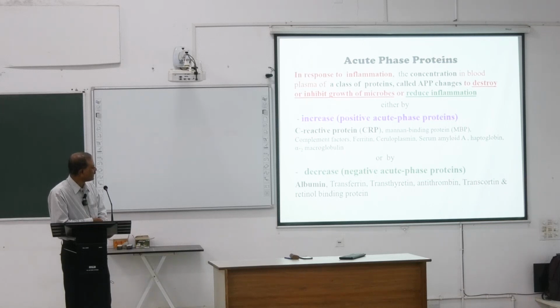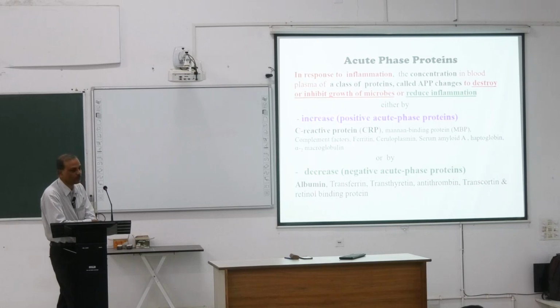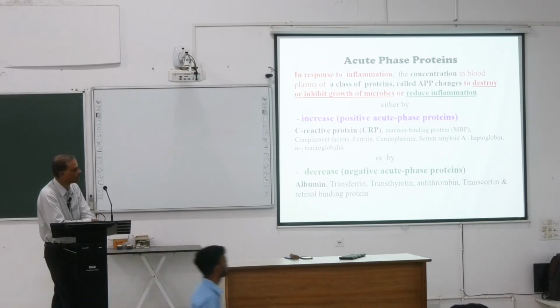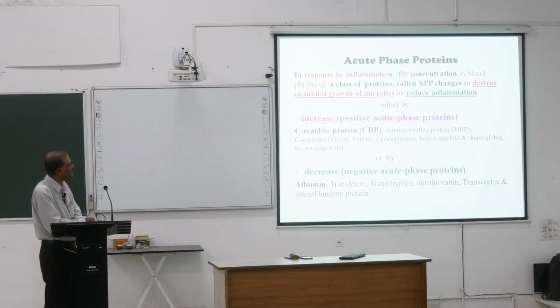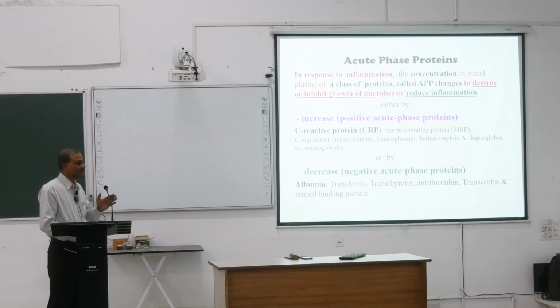In contrast, there is also a decrease of some proteins. The most important one is albumin, which I have also told you. So this is a negative acute phase protein. What is an acute phase protein? You should remember this: in response to inflammation, the levels of a class of proteins known as acute phase proteins change. The basic purpose is to destroy or inhibit the growth of the microbe or to reduce inflammation.